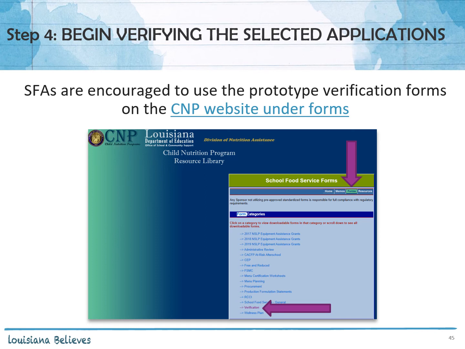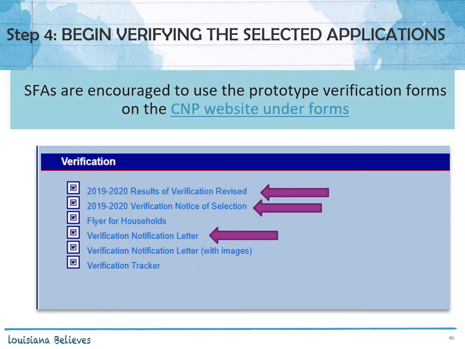SFAs are encouraged to use the prototype verification forms on the CMP website found under Forms in order to ensure that all required areas are included in the notification. A household notification letter must include the following: an indication that the household was selected for verification, a modified use of information statement, which can be found on our prototype form, and the full USDA non-discrimination statement.